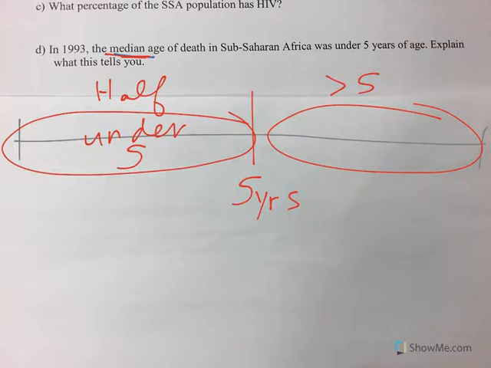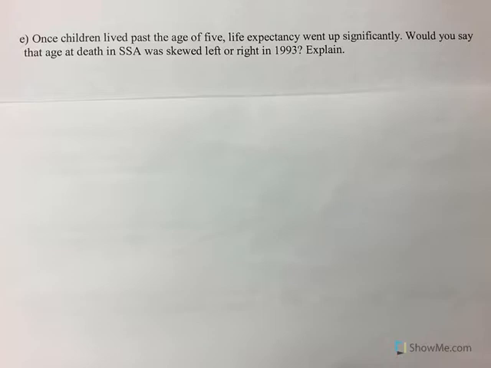But think of that, what that means. If 100 people died, 50 of them were under the age of 5. That's just crazy. That's such a large number of kids dying. It's very sad. And once children lived past the age of 5, life expectancy went up significantly.